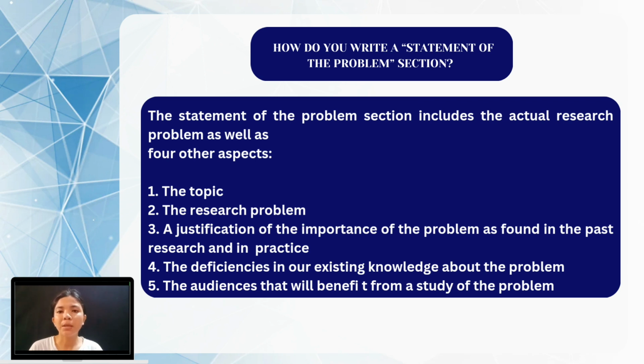First, the topic. Second, the research problem. Third, a justification of the importance of the problem as found in the past research and in practice. Fourth, the deficiencies in our existing knowledge about the problem. Fifth, the audiences that will benefit from a study of the problem.